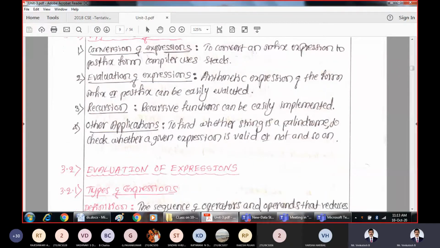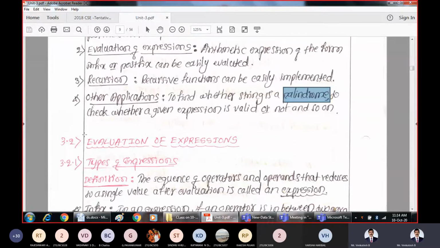And other applications could be finding whether a number is a palindrome or not. We have seen in the lab program, for example, 121, it was a palindrome. For checking whether the number was a palindrome or not, we used the stack and checked whether the expression is valid or not. So there are so many applications of the stacks.